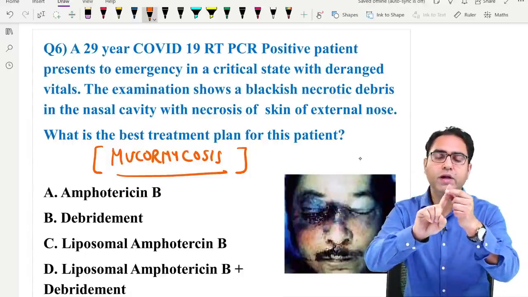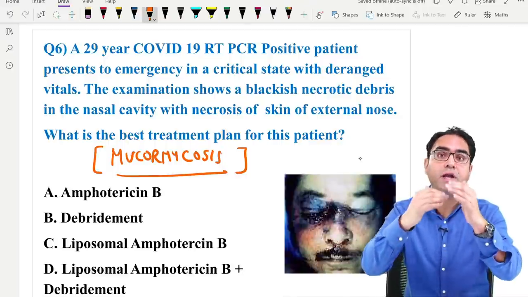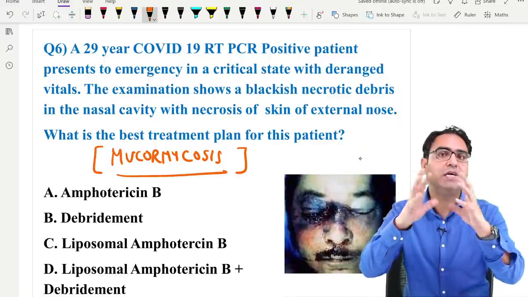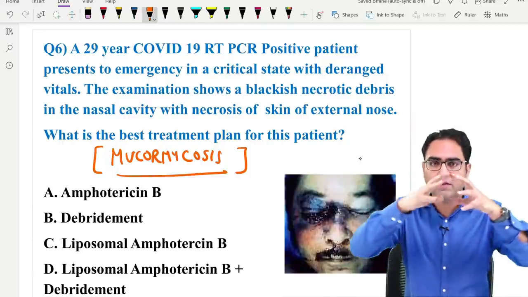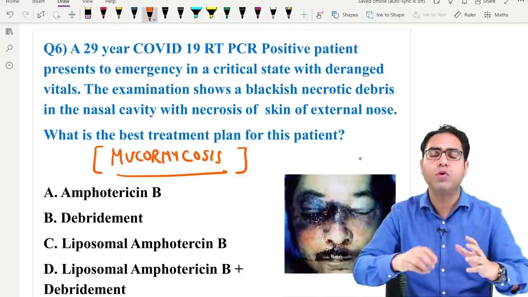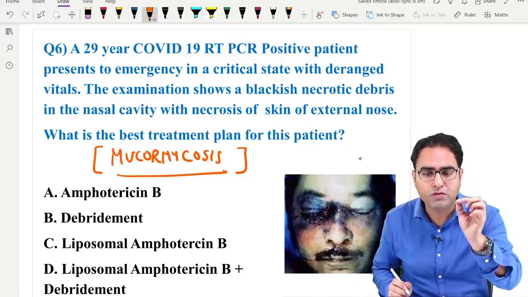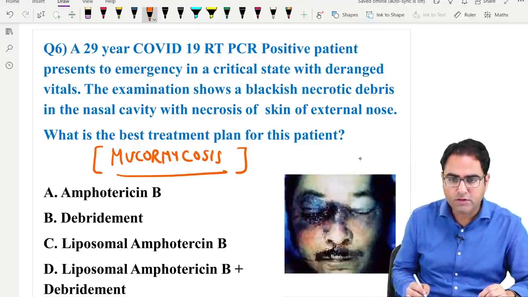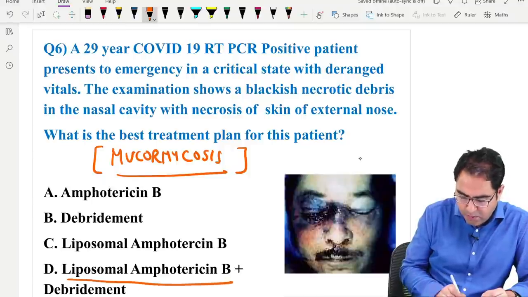So once again, they can ask you in a COVID-19 patient, a young diabetic with diabetic ketoacidosis features, or an HIV positive individual. Something black in the nose or around the nose in this clinical background is 100% mucormycosis. Now let us see how we make mistakes. The answer is liposomal amphotericin B plus debridement.